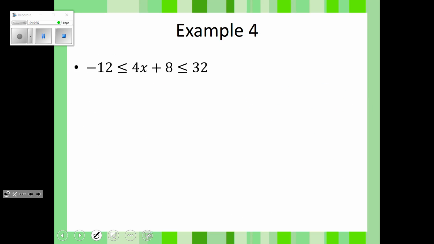So I'm going to let you try this one. Is this an and problem or is this an or problem? It's an and. How do you know it's an and? Because it's all together within one problem. So it is an and problem. But go ahead and separate it into two problems.